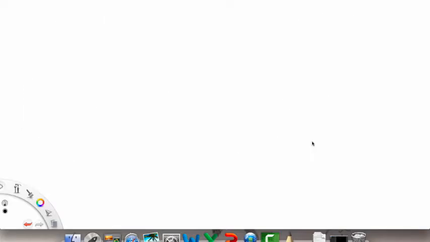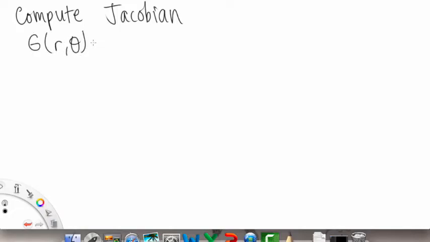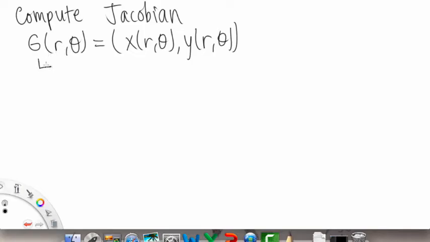We'll practice computing the Jacobian. For this one, we're going to compute the Jacobian. The function that we're given, g of r and theta, equals x of r comma theta and y of r comma theta. We have to compute the Jacobian of this mapping function. We're not really given anything other than this, but we are supposed to use our prior knowledge that x is r cosine theta and y is equal to r sine theta.